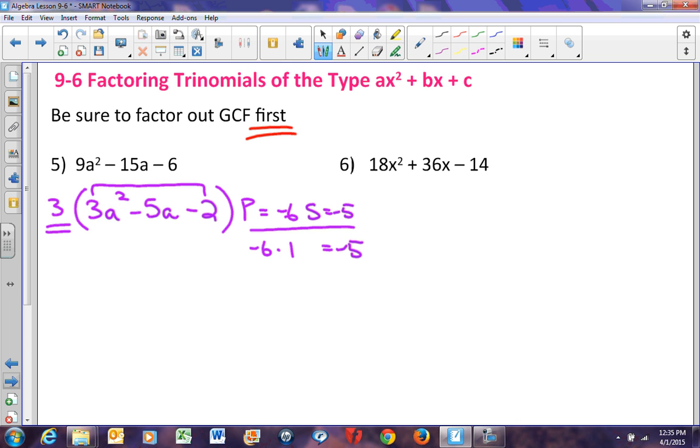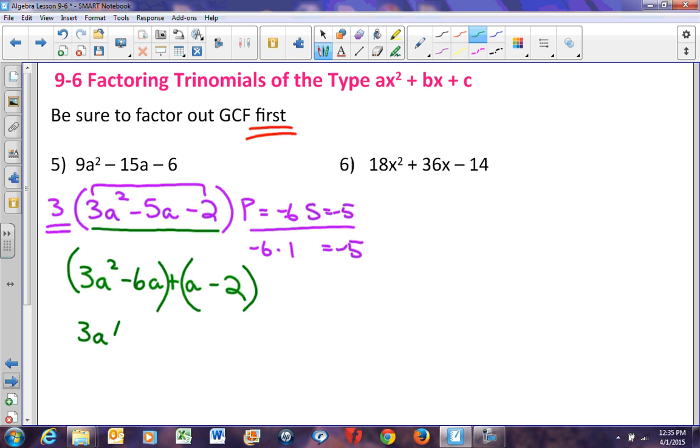I'm going to leave the 3 off here to the side until the very last step. I'm just going to deal with the 3a squared minus 5a minus 2 right now. So I have 3a squared minus 6a plus a minus 2. Do the first two, last two. What can I take out of a 3a squared minus 6a? I can take out a 3a. And I'm left with a minus 2.